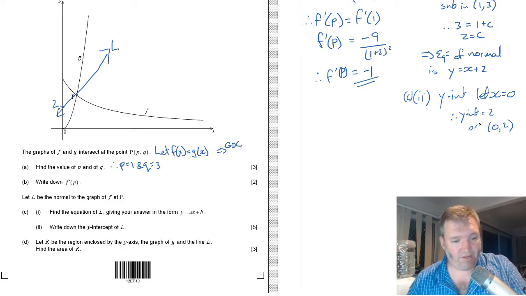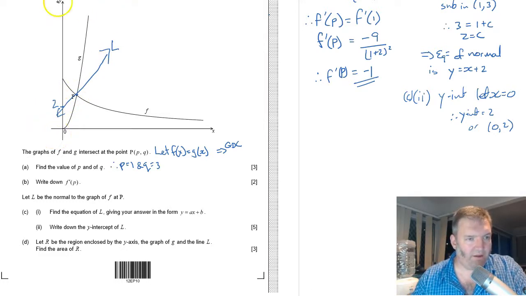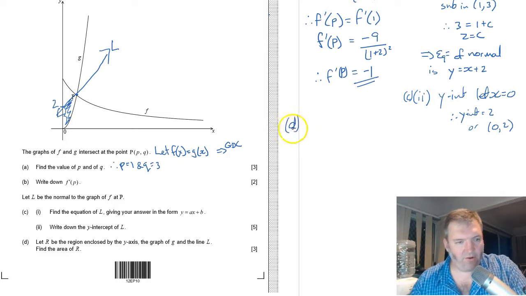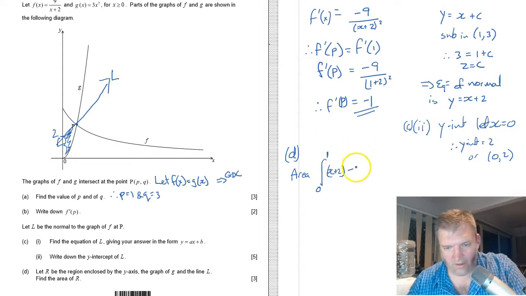Finally, D. Let R be the region enclosed by the y-axis, the graph of g, and the line L. So we've got our line L over here, already drawn in and labelled. There's g. The area that we're after is that area in there. How do we find the area between curves? Not too bad, is it? Which one's on top? It's line L. So the area is going to be the integral from 0, that's our left-hand point, the y-axis, up to where they intersect, which is an x-coordinate of 1. It's line L, which has the equation x plus 2, minus g of x, which was 3x squared, dx.